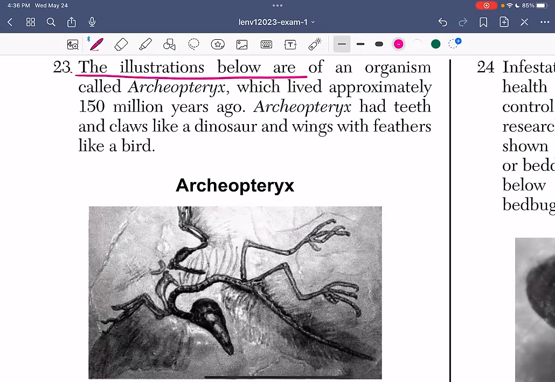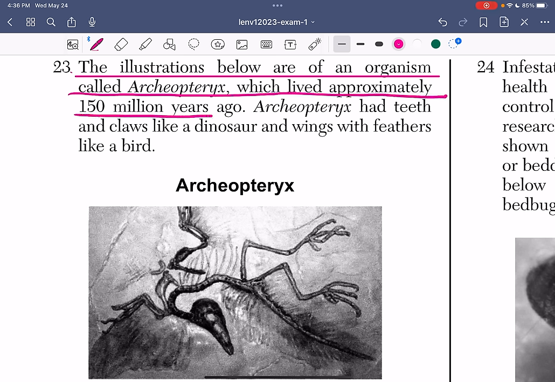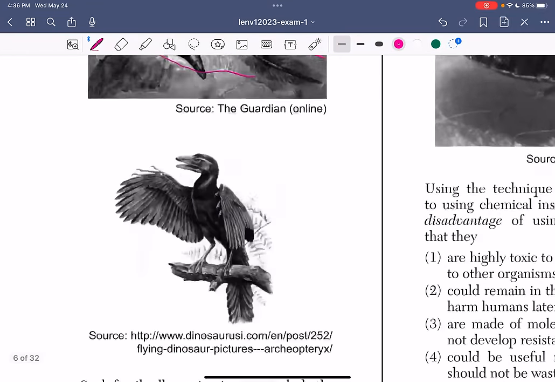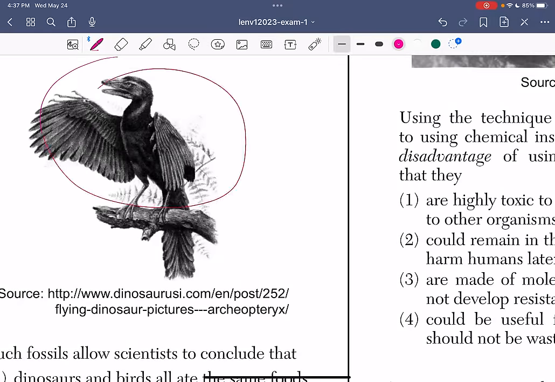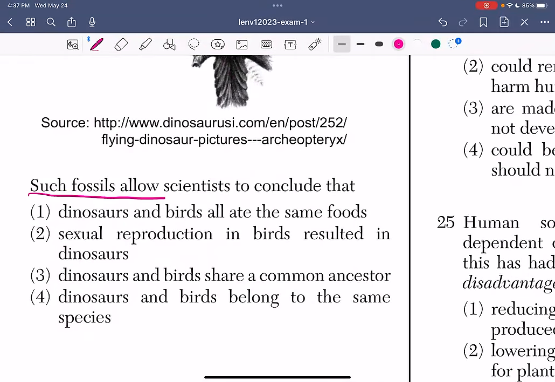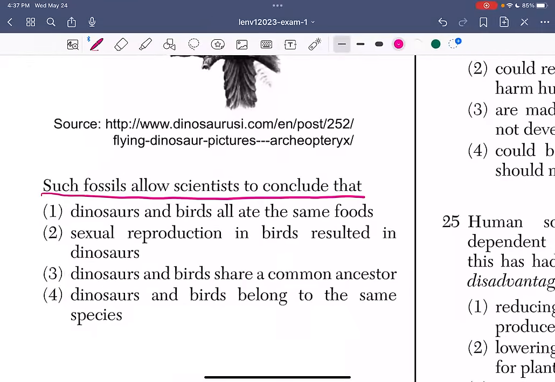The illustrations below are of an organism called Archaeopteryx, which lived approximately 150 years ago. Archaeopteryx had teeth and claws like a dinosaur and wings with feathers like birds. I saw this in the Museum of Natural History, actually. So we were able to see that it had feathers. We were able to see this from the fossil imprintation. Such fossils allow scientists to conclude that. So let's see what kind of conclusion we can get with number 23.